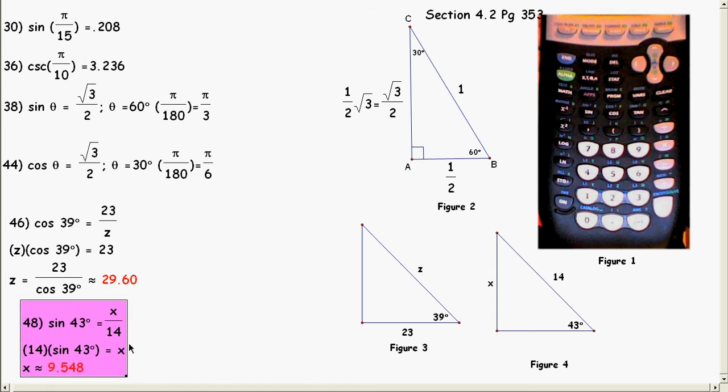Again, making sure we're in degree mode, when we type this in, 14 times sine 43, we're going to get approximately 9.548. And that does it for problems 30, 36, 38, 44, 46, and 48.